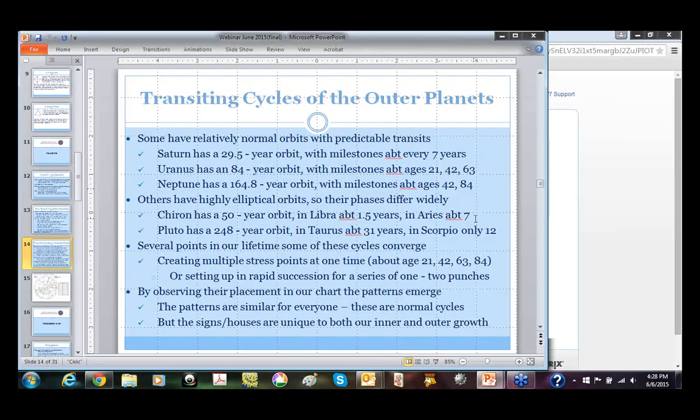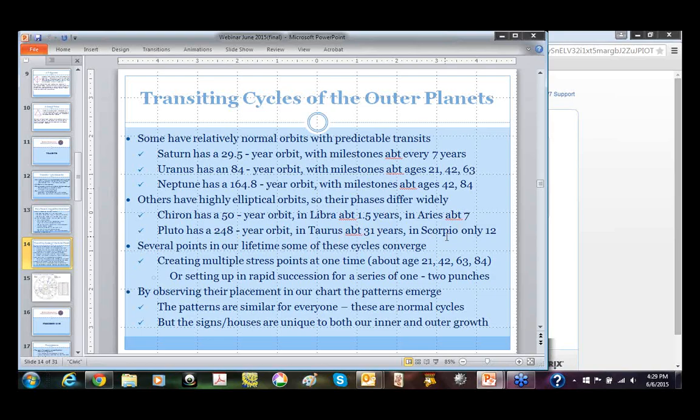Okay, other planets have highly elliptical orbits, so their phases are going to differ widely. Chiron makes it around in 50 years, but he's in Libra for 1.5 years and in Aries for 7 years. Pluto, 248 years to make it around. He's in Taurus about 31 years and Scorpio only 12. So you're going to see widely varying things there.